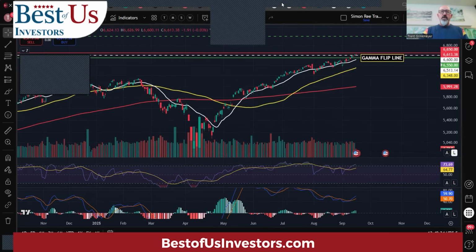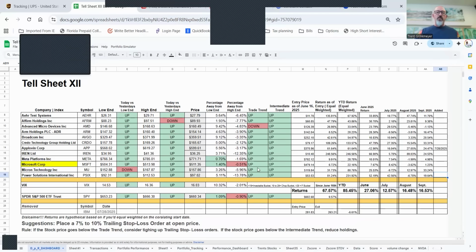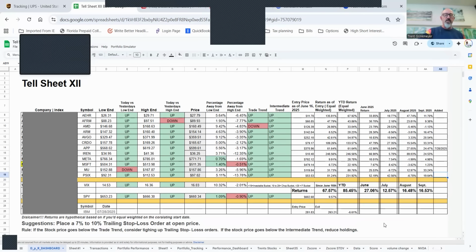Let's review the Telshi 12 and give you an overview of it and how it's done so far since inception. So this is the Telshi 12. I send an updated version of this out every morning, Monday through Friday. You can also access it through our website if you're a subscriber, which right now we're only offering one platform. That's the Platinum channel. You get a 14-day free trial if you're interested in taking a look at this and giving it a test run.